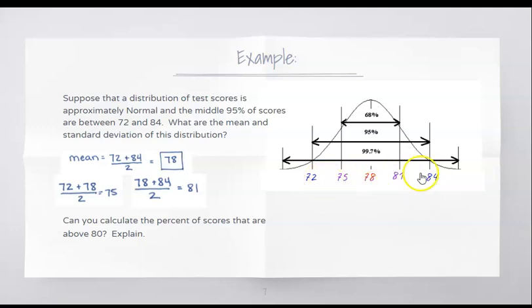So then I label my curve. Now I know what those values are, and I can see what I added each time, and it should be the same amount. So you'll notice that I'm adding 3 each time. That means the standard deviation is 3.